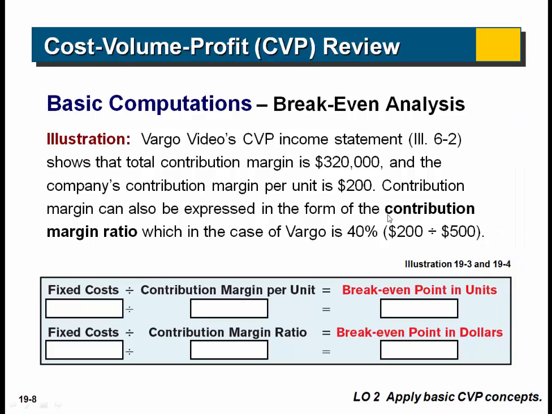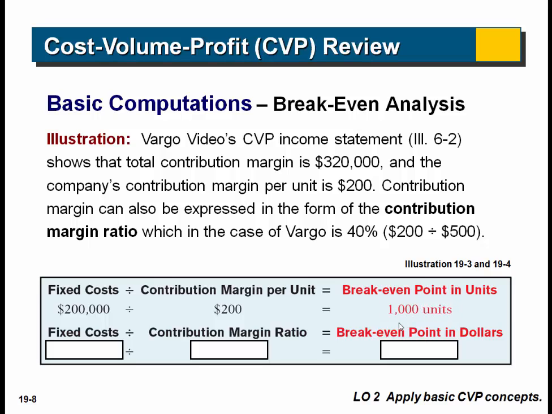So let's take a look at what we want to figure out from a break-even. This is still a bit of a review, but I think it's worthwhile to look at. We're going to take the fixed cost, and if you remember, the fixed cost showed that they had $200,000, divided by the contribution margin, which is $200 per unit. You can see here, 200 divided by 200, and it tells you the break-even units are 1,000 units.